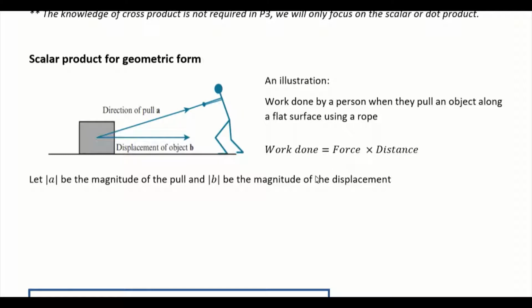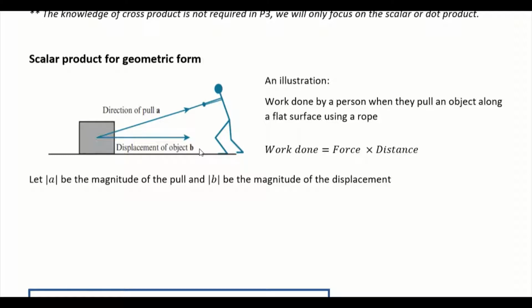Okay, so that's the idea. When we look at the diagram here, you would realize that the direction of the person pulling the object is not the same as the direction that the object actually moved. So when we think of it in this way, we can understand that not all the force used by this person to pull the object is actually causing the object to move.